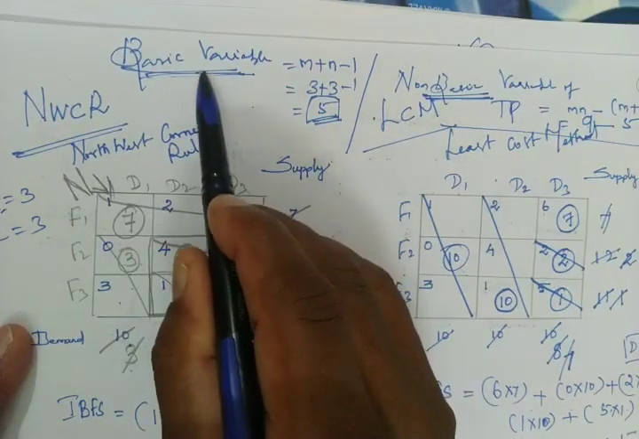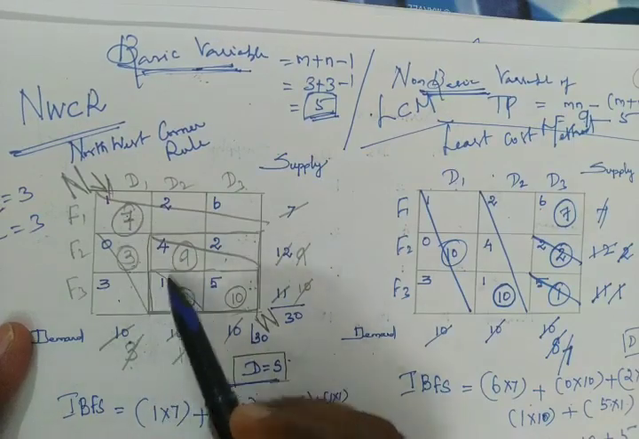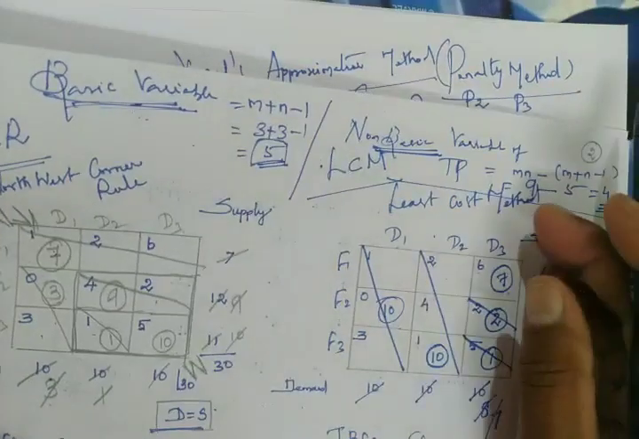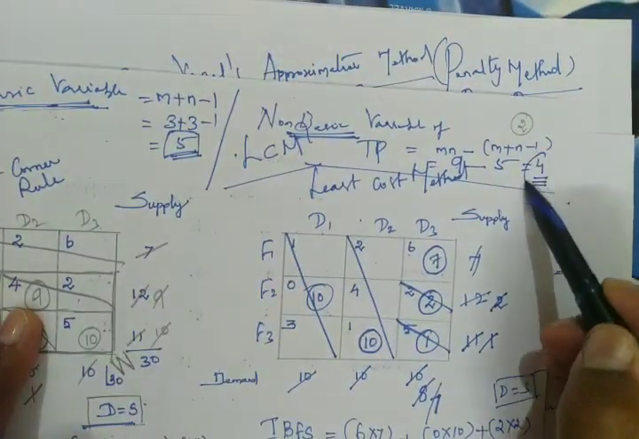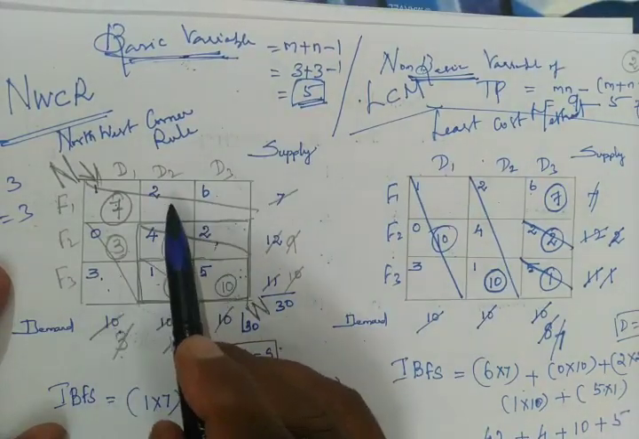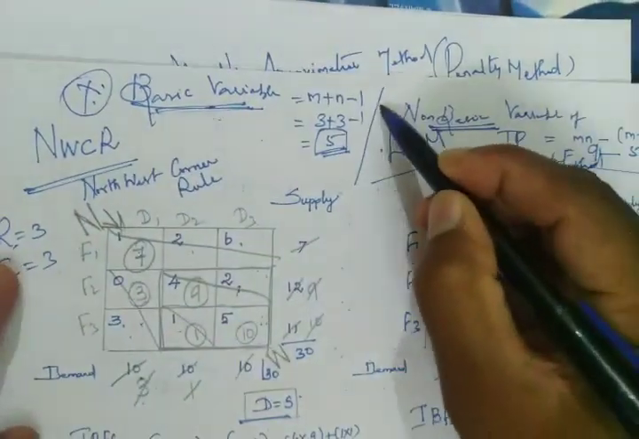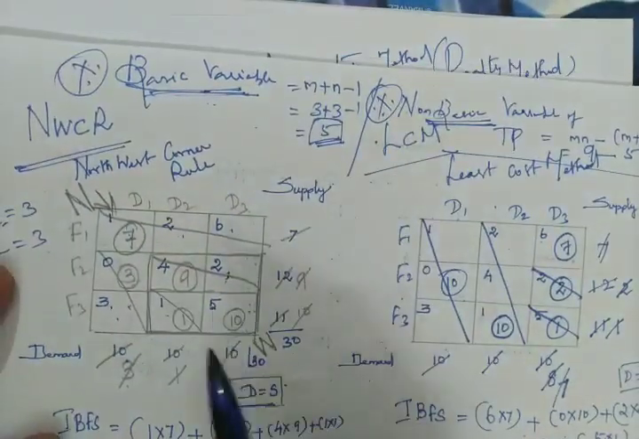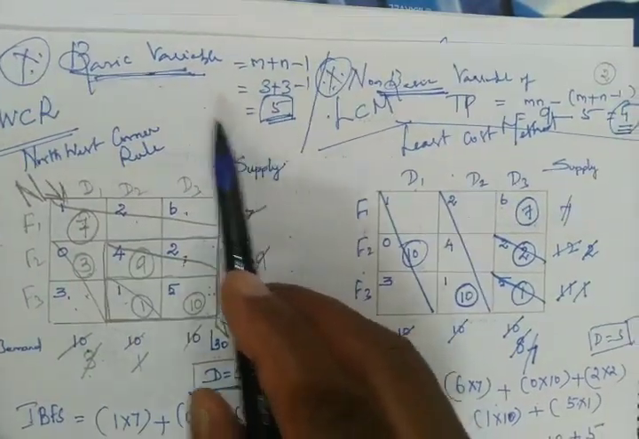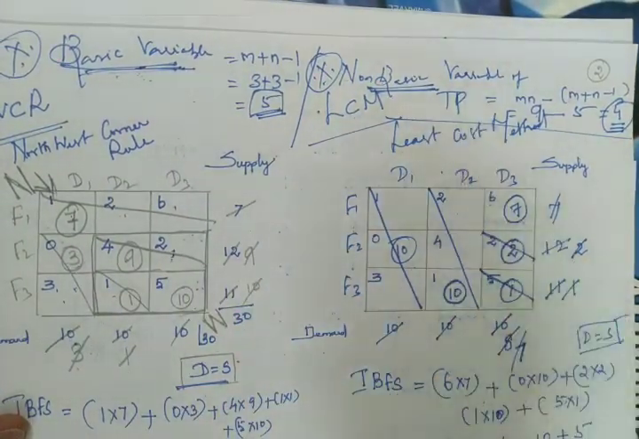The allocated cells are the basic variables. Here the basic variables are 5 because 5 cells are allocated. The number of non-basic variables is 4, which gives the non-allocated cells: 1, 2, 3, 4. So these 2 points are very important for competitive exams. Do remember, they may give the number of rows and number of columns. If it is given, through that you can find the basic variables, and through that the non-allocated cells, the non-basic variables.